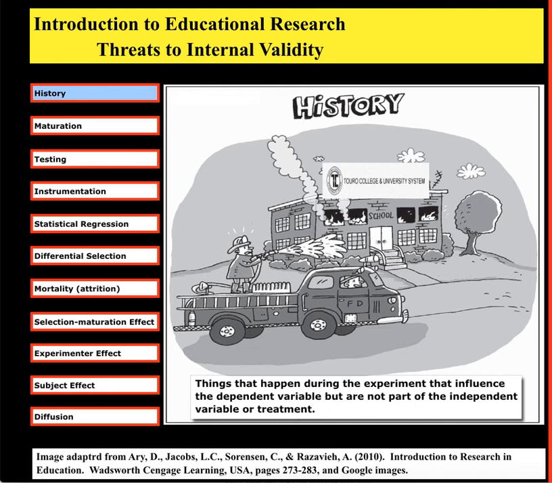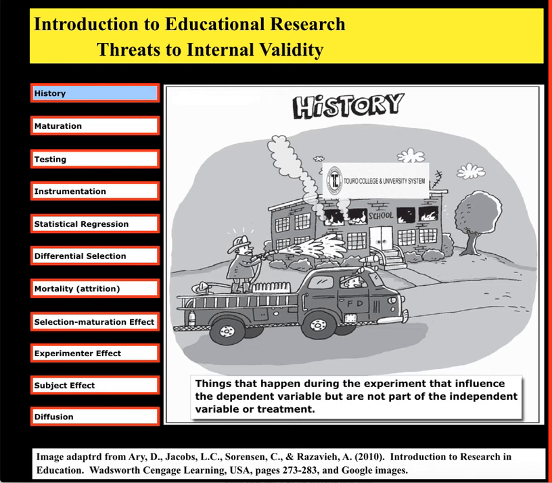The term history, as I mentioned, does not refer to past events, but to extraneous events occurring at the time the experimental treatment is being applied. And you can see by the cartoon on your screen, things that happen during the experiment that influence the dependent variable, but are not part of the independent variable or treatment. And it could be many things. Okay, so that's the historical threat to internal validity.